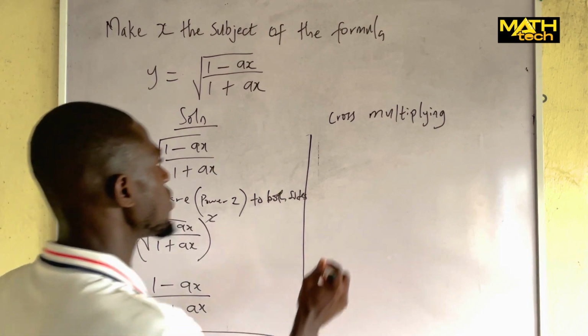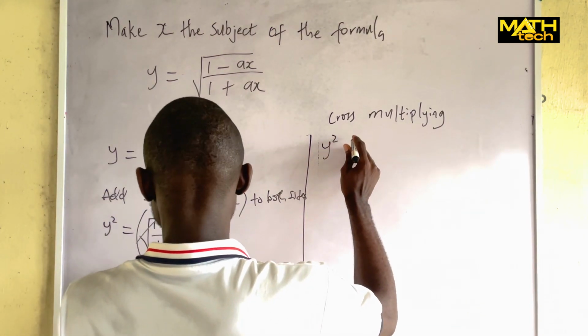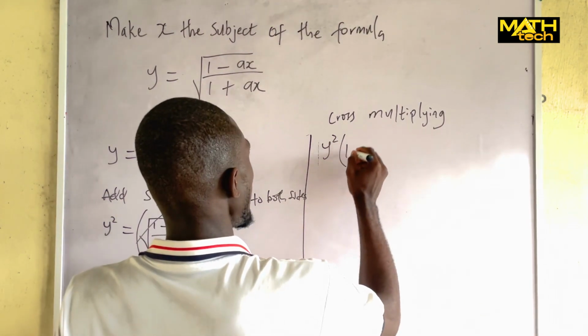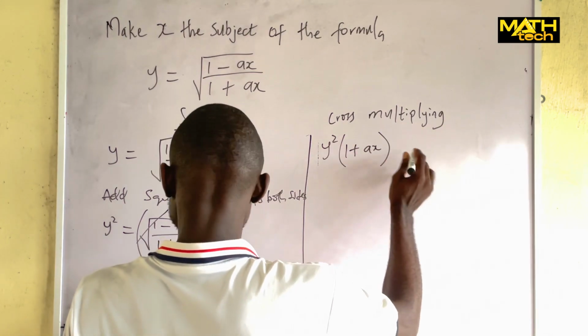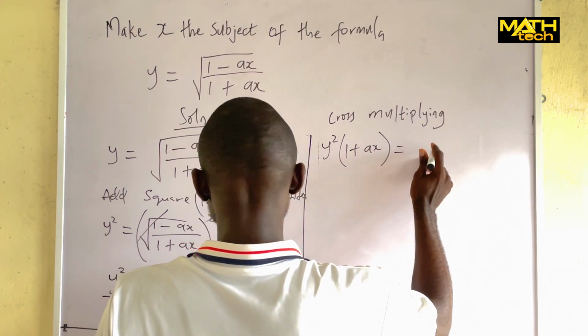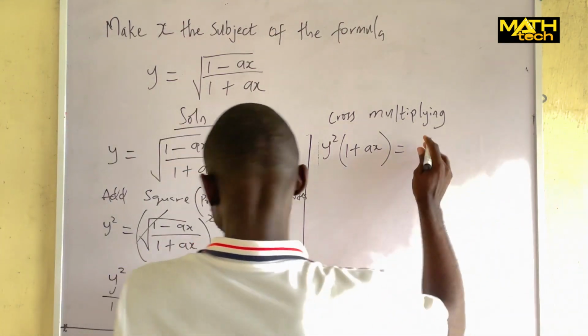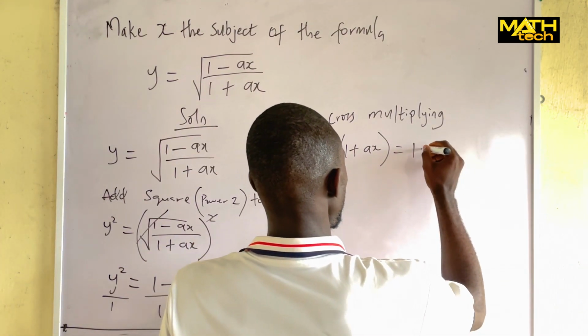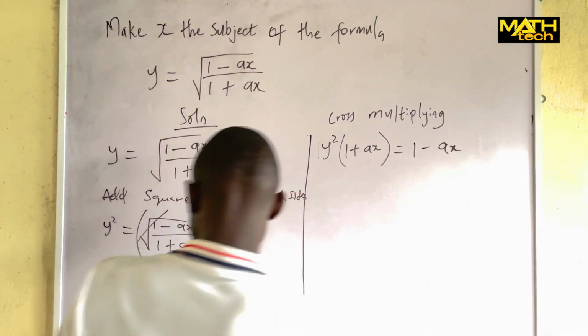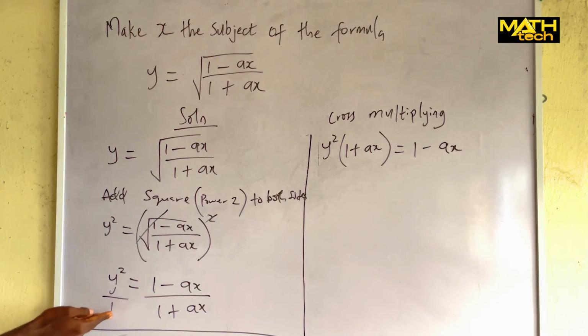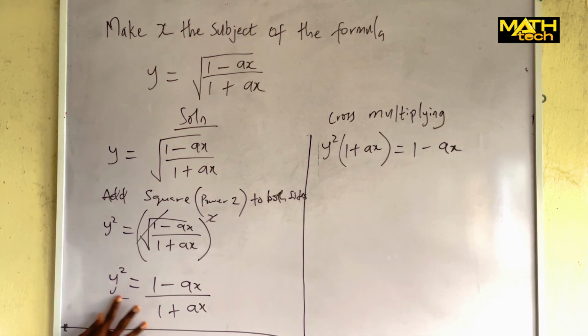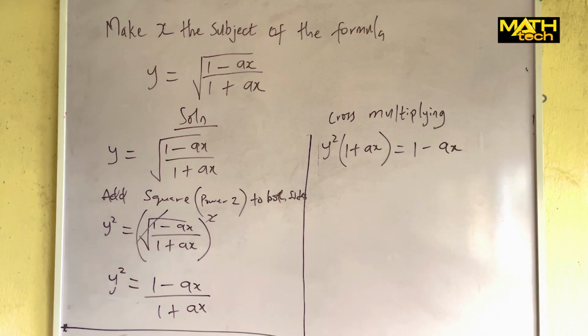So therefore what we have here will be y squared into 1 plus ax equal to, when this multiplies, it still gives you this, and we have 1 minus ax. This is not compulsory, there's no need to put that. I'm just trying to explain it to us.